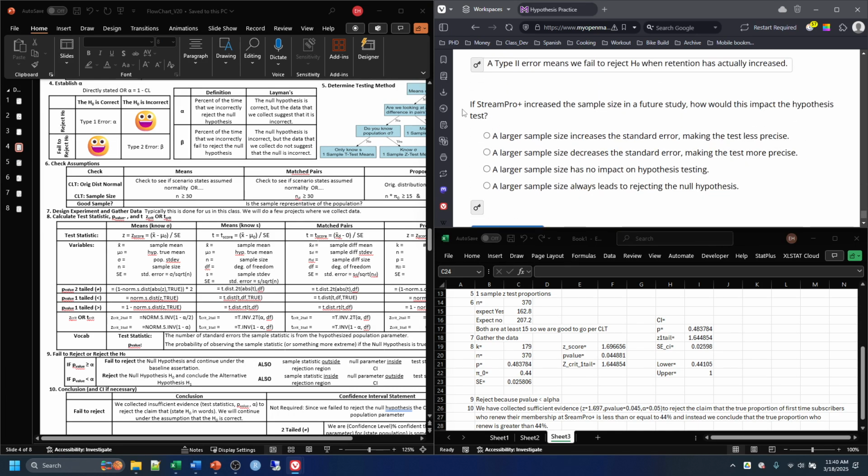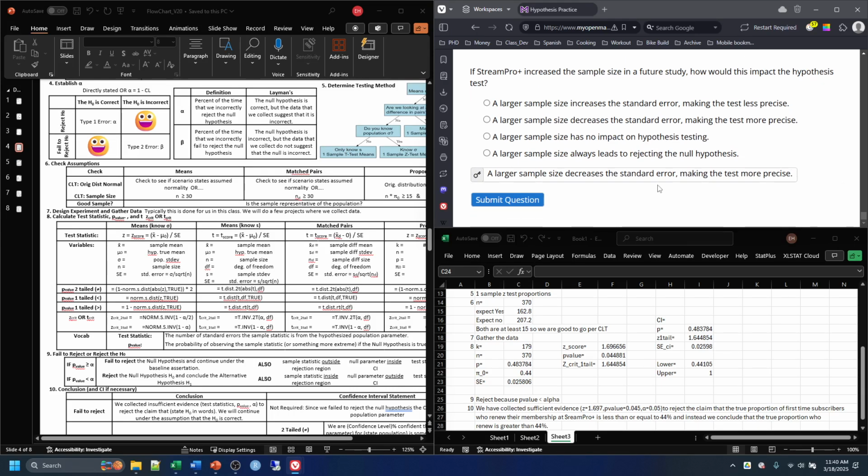Perfect. So if SteamScrew increased the sample size on a future study, how would this impact the hypothesis test? Again, a larger sample size decreases the standard error, making these tests more precise. Anyhow, this is how we get through one where we are dealing with proportions instead of means. Good luck practicing for your exam.